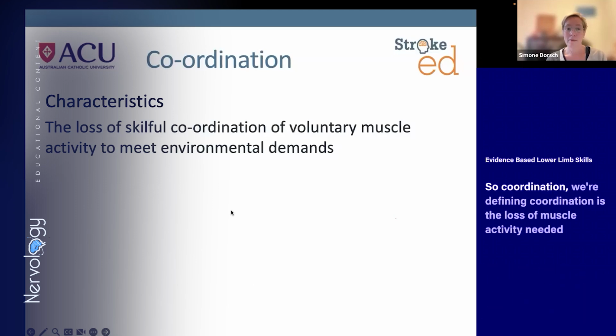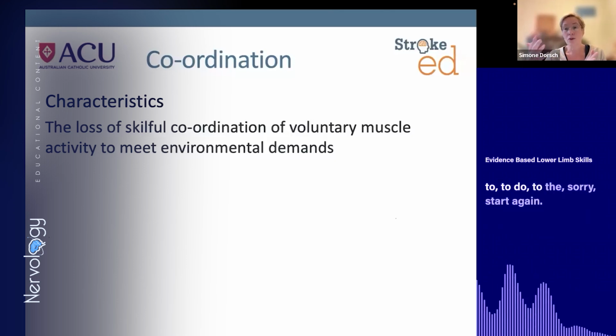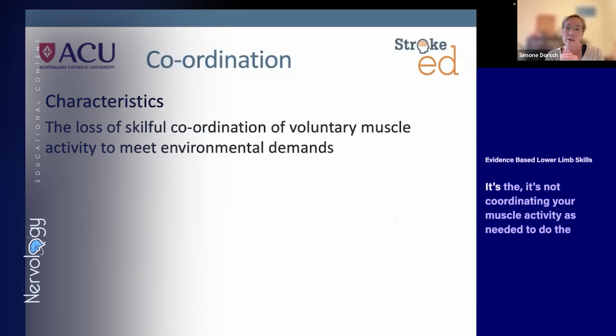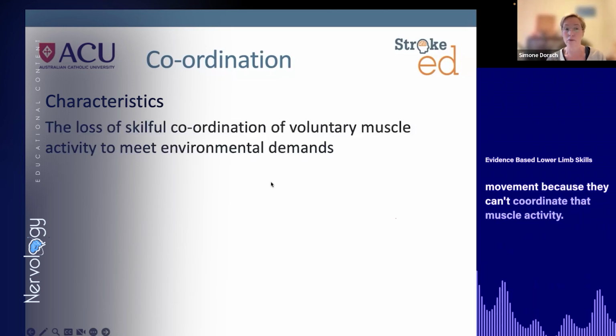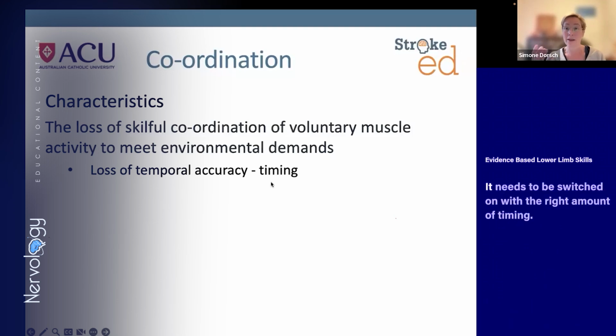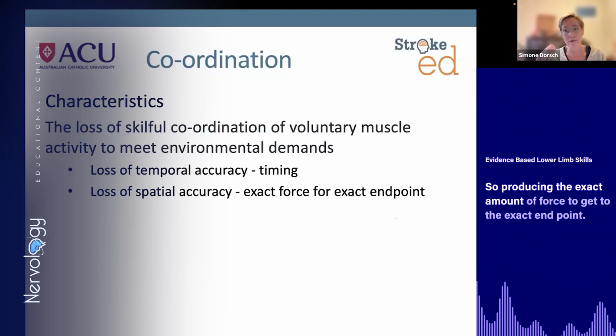So coordination, we're defining coordination as the loss of muscle activity needed to do the task. It's not coordinating your muscle activity as needed to do the task that you are trying to do. So beyond strength, we know that people will still often have problems with their movement because they can't coordinate that muscle activity. It needs to be switched on with the right amount of timing and exactly the right amount of spatial accuracy. So producing the exact amount of force to get to the exact endpoint that you're trying to get to.